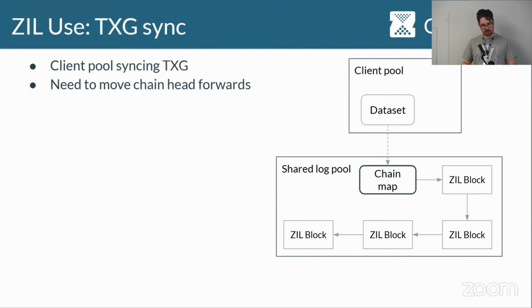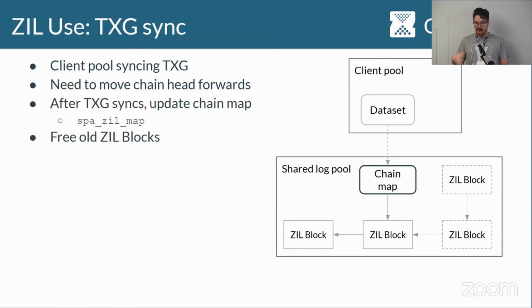So we've got the data. It's persisted in the ZIL block. And now it's time to sync out the TXG that the write is actually going into. So now we need to actually do the step where we move the head of the ZIL forward to a later point in the chain. So after the transaction group syncs in the client, because remember, these are two different pools and they have their own sets of transaction groups happening at different times.